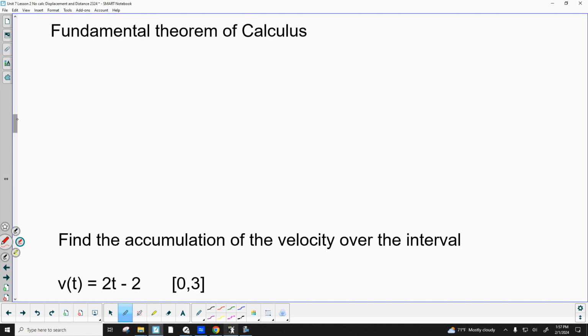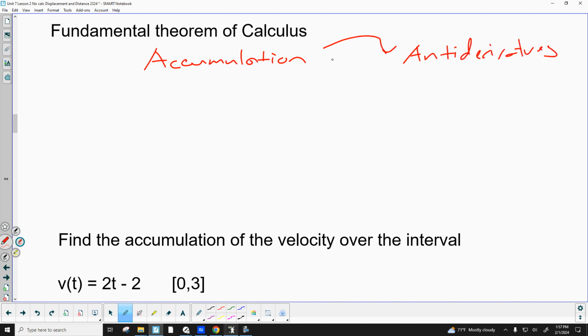Okay? Now, the fundamental theorem of calculus is simple. It connects accumulations and antiderivatives. They're kind of one and the same. It seems like they're not related at all. But in fact, if you want to add up a bunch of stuff, you can actually take an antiderivative and use that to get that answer without really adding up a bunch of stuff.